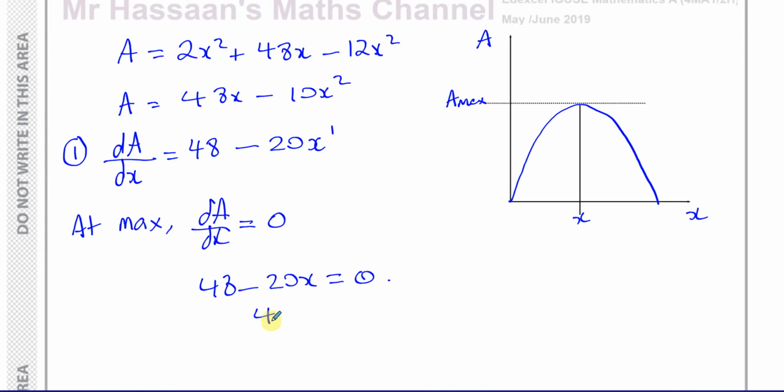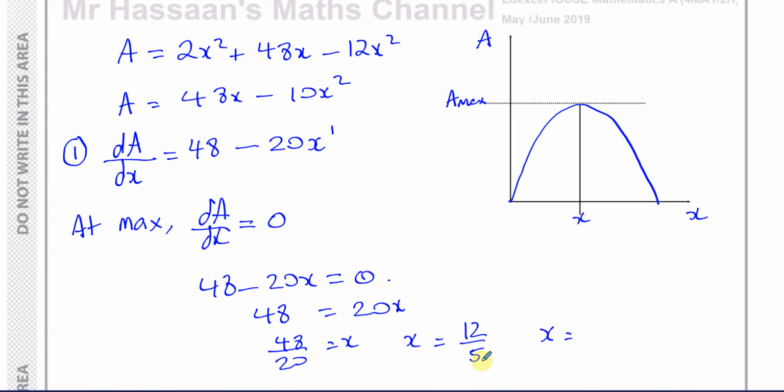So we're going to have 48 is equal to 20x. Add 20x to both sides, and divide both sides by 20. We have 48 over 20 equals x. Now what goes into both of these? Well, 4 does. So x is therefore equal to 48 divided by 4 is 12 over 5. So we can say x is equal to 12 over 5.